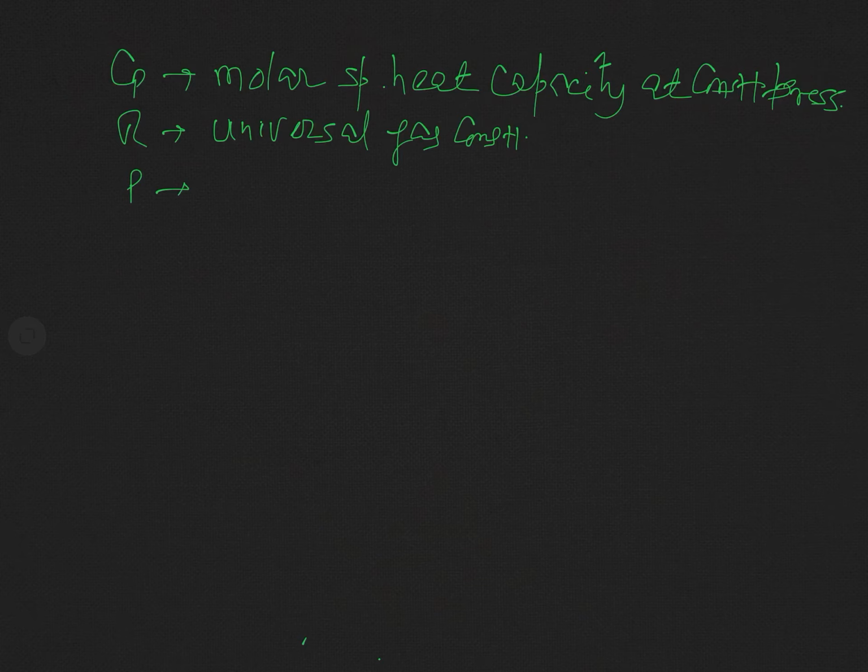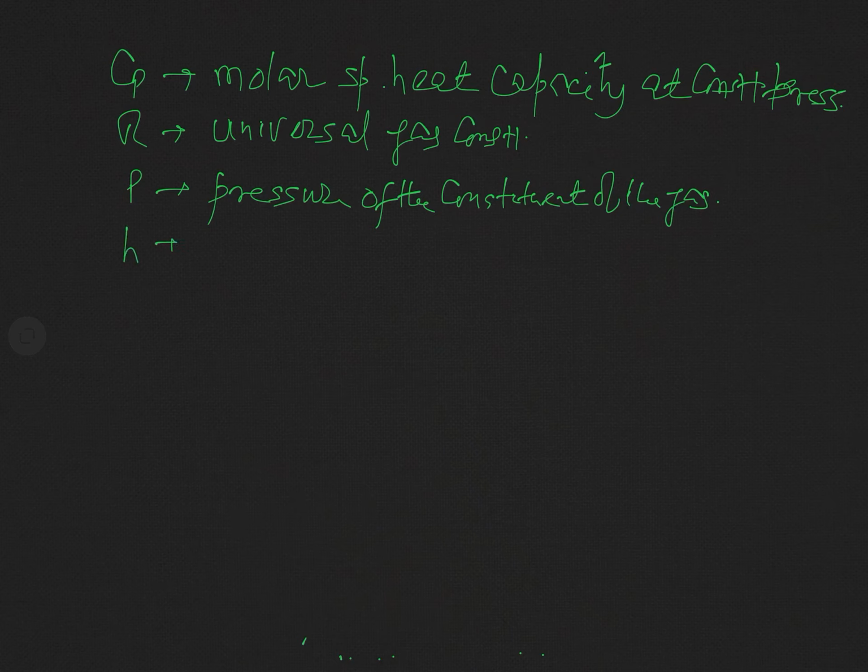P is the pressure of the present constituent of the gas, or you may say the partial pressure of the constituent of the gas. h is Planck's constant, a universal constant. k is the Boltzmann constant, a usual symbol.